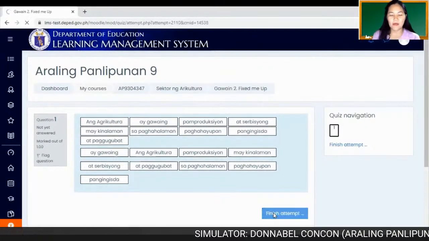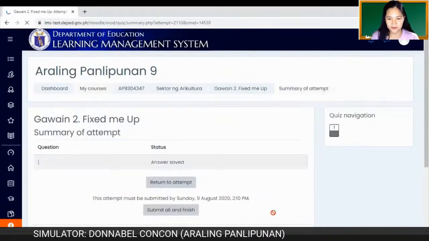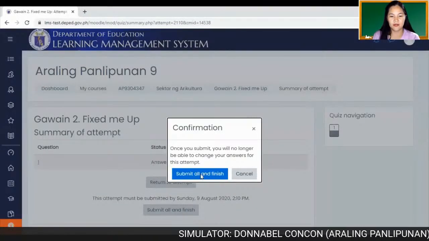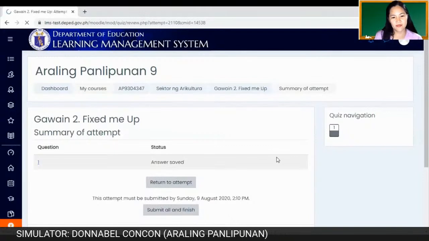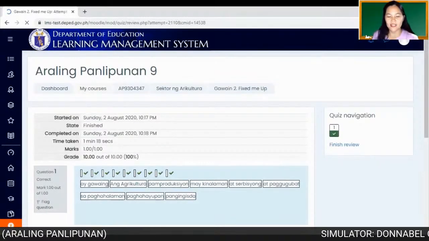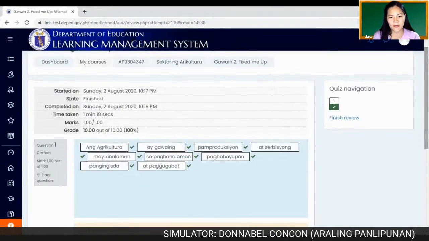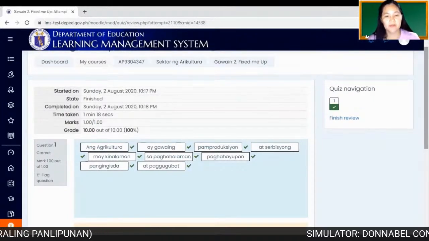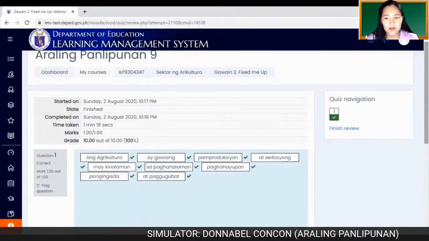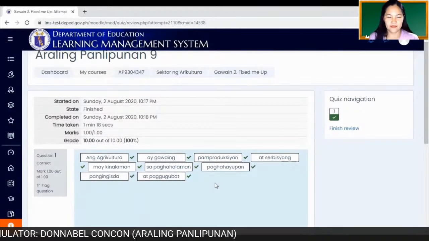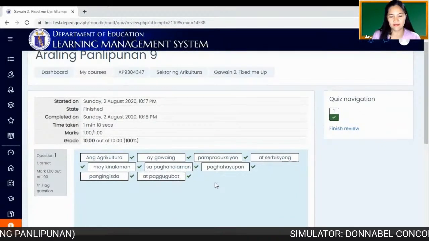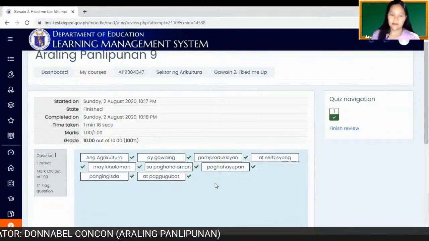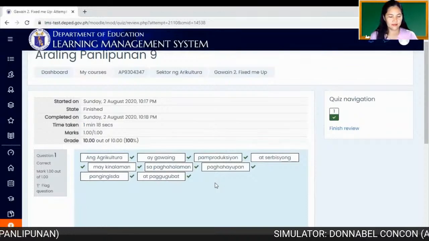Okay, tingnan natin kung tama ba ang iyong mga kasagutan. Okay, click submit. Okay, tama lahat. Ang galing ni Janice. Okay, so ngayon ay base sa ginawa natin na gawain. Ano ngayon ang kahulugan ng agrikultura? So, ang agrikultura ay gawaing pamproduksyon at serbisyong may kinalaman sa paghahalaman, paghahayupan, pangingisda, at paggugubat.